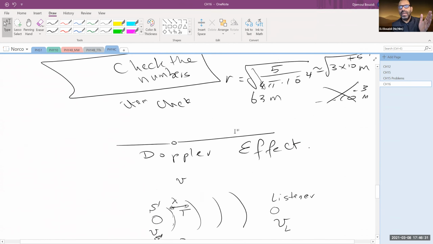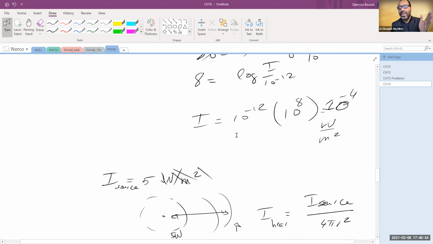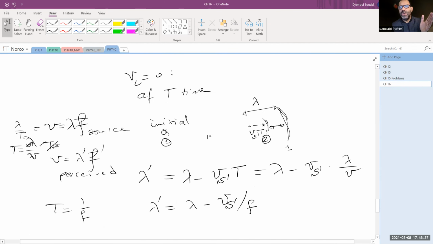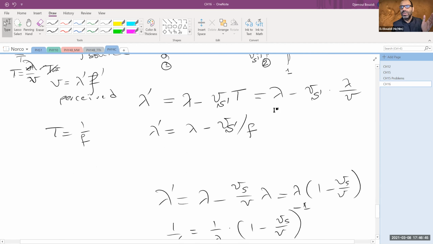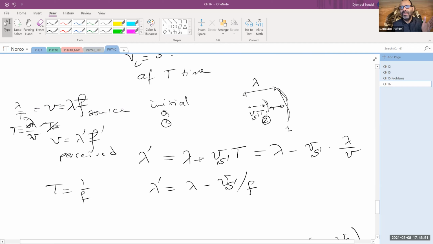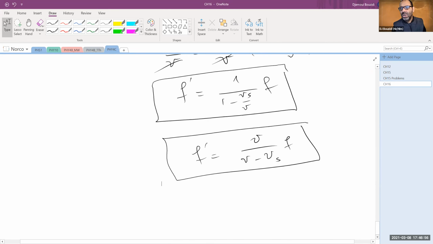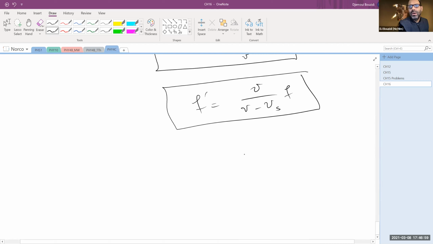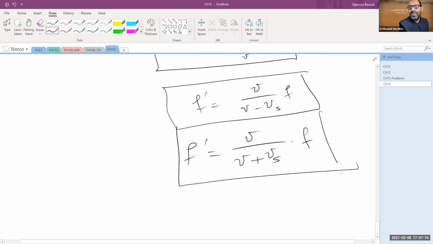Now, if the observer is sitting still, but the source is moving away from him, the picture reverses. As the source moves in the opposite direction, instead of perceiving lambda minus Vs times T, it's going to be lambda plus Vs times T, of course, because it takes that much time to send the wave. So everywhere there is a minus becomes a plus. If the source is receding away from the observer, this is the expression we expect: v over v plus Vs times f. So this is the source approaching. The first one is approaching.